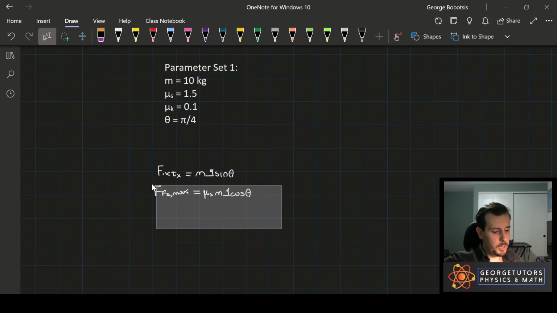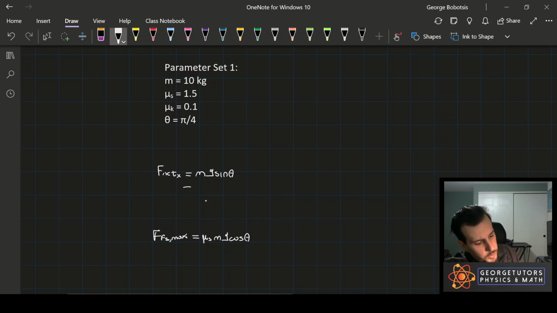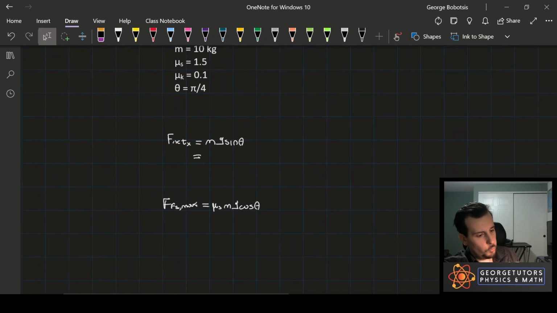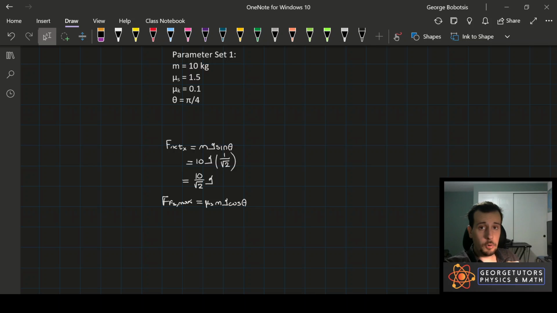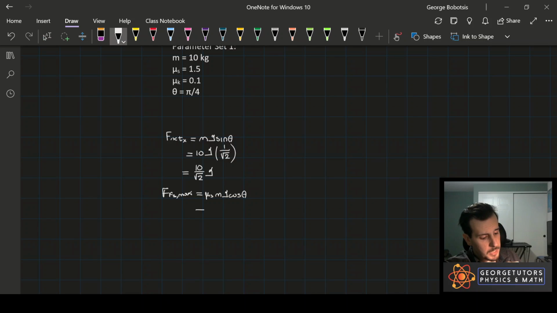So we've got in parameter set 1, so I'll move these a little bit away. In parameter set 1 right now, we've got that our m is going to be 10. So again, I'm going to write down 10. I'm going to leave everything as a function of g because g is 9.81 and it ruins the nice numbers. And then I've got over here sine of pi over 4. Now sine of pi over 4 it's a special angle. It is exactly 1 over root 2. And this means right now that my net force in terms of g is exactly 10 over root 2 times g.